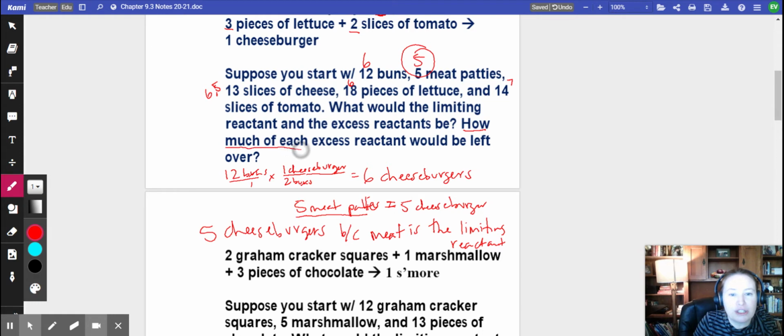And the second question, you guys can try this on your own. How much of each reactant would be left over once I made those 5 cheeseburgers? We're not going to do those types of problems this year. We usually have that as like a bonus question. So you guys can answer that on your own. But basically, you work backwards to figure out how many did you use, how many did you start with, and you'd figure it out that way. So let's look at another example.